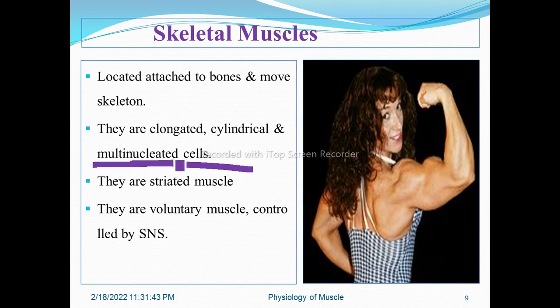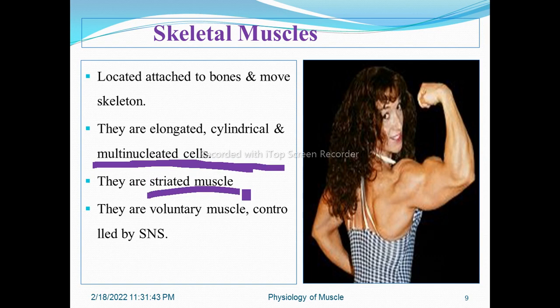So skeletal muscles are multinucleated cells, whereas smooth muscles are uninucleated, and cardiac is binucleated.